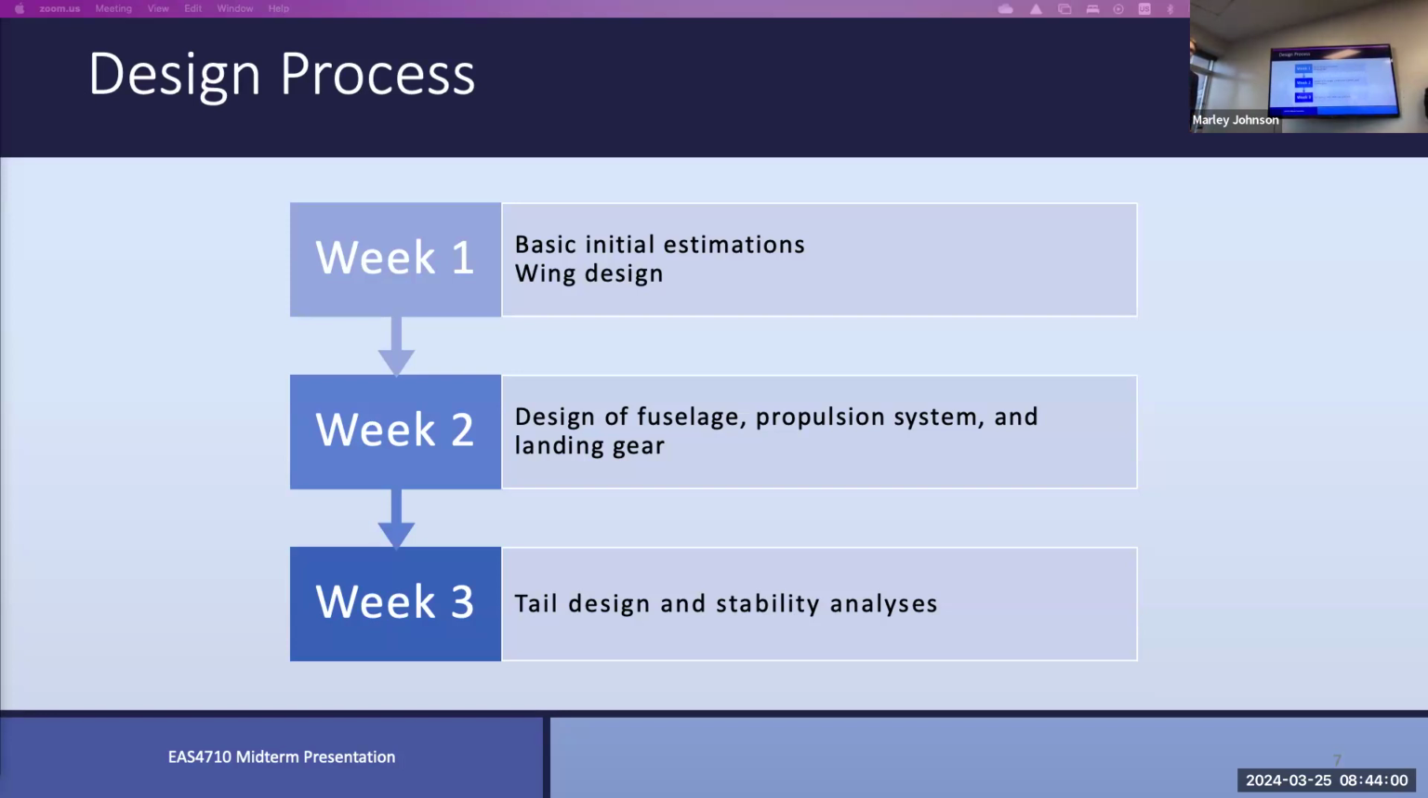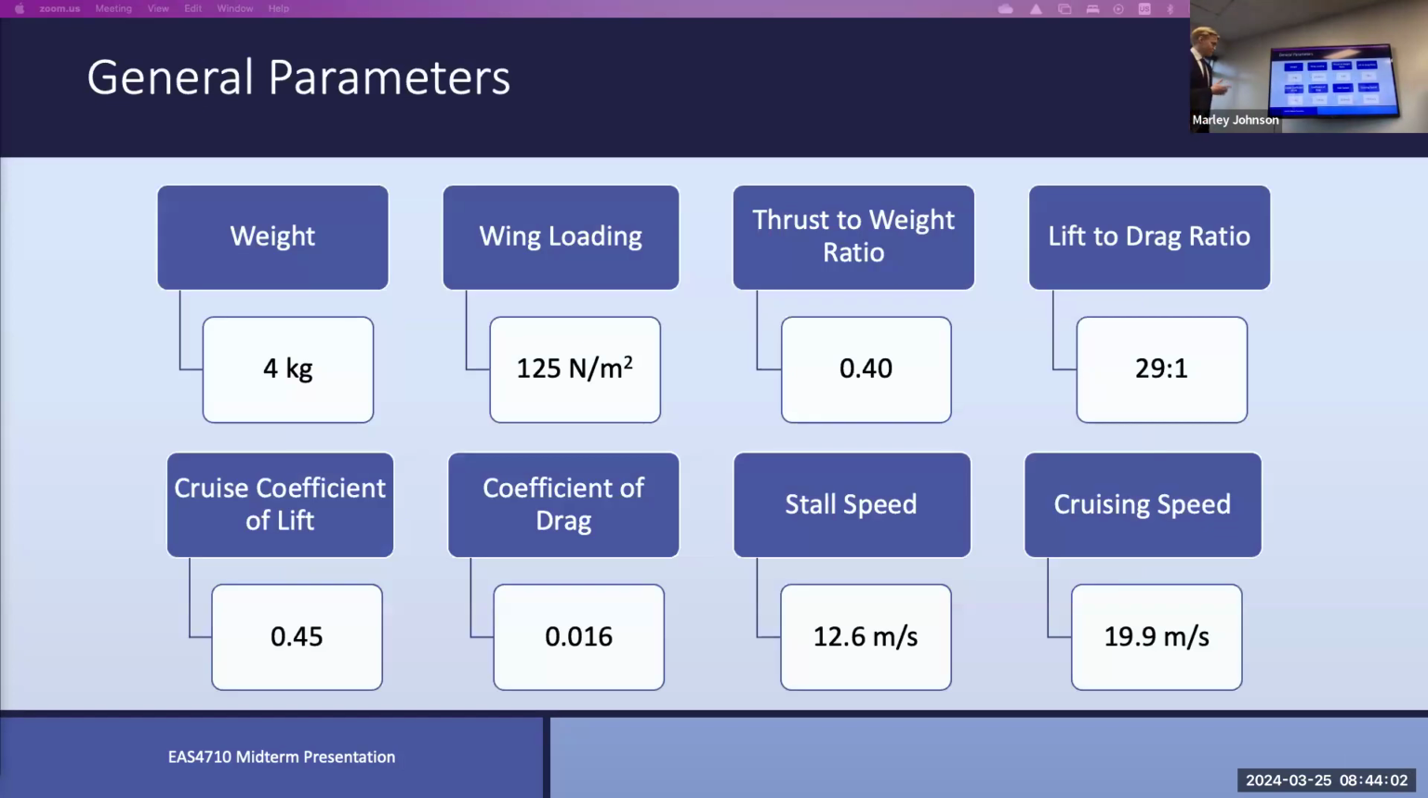So we started off our design mainly looking at the weights, and the way we approached this was we looked at similar RC aircraft. We looked at the kind of payloads and electrical components that we'd have to carry, what kind of structures we need to support those. And we arrived on about 4 kilograms for our target weight.